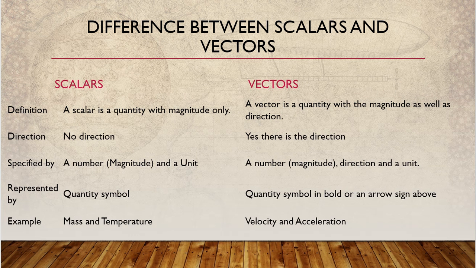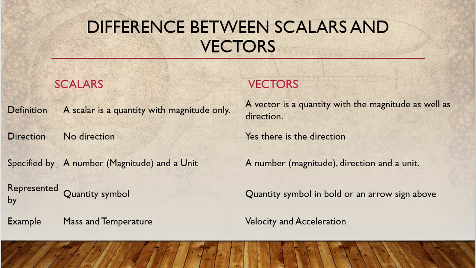M means mass, isn't it? So, the quantity symbol is given by the first letter of the physical quantity. But if you are mentioning an arrow above the letter, then it becomes a vector. Hence, a vector is represented by a quantity symbol in uppercase and an arrow sign above it.